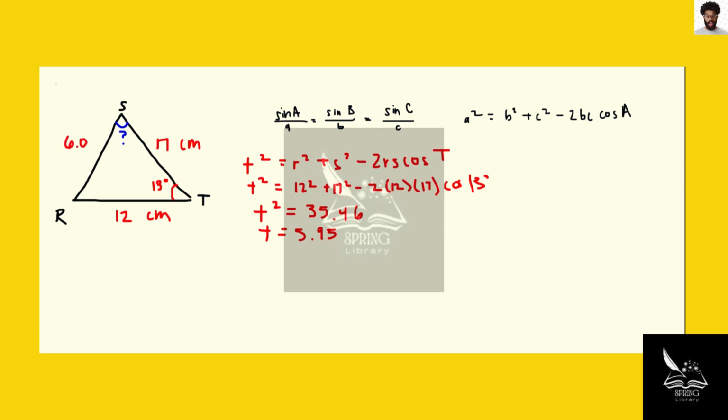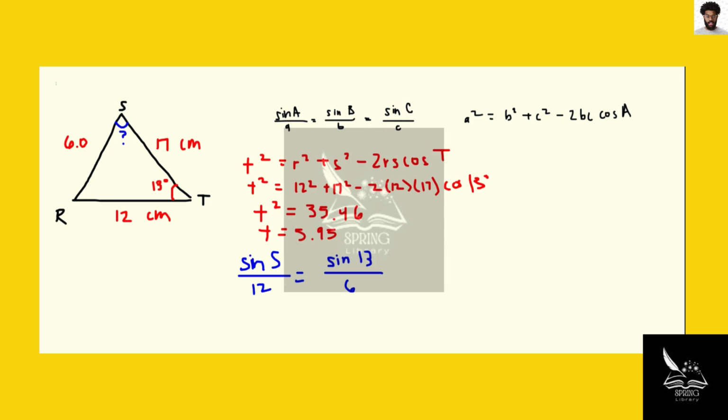And from here, our last step in the problem is going to be using the law of sines to solve for angle S. So we know using the law of sines that the sine of angle S divided by the length of side S, which is 12, is going to be equal to the sine of angle T, which is 13 degrees, divided by the length of side T, which is approximately 6, we said.